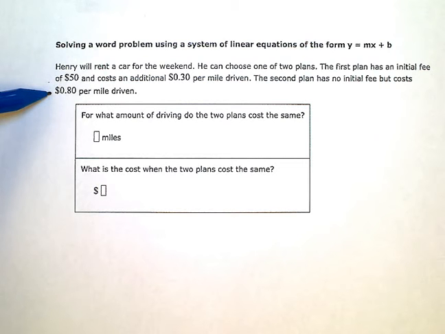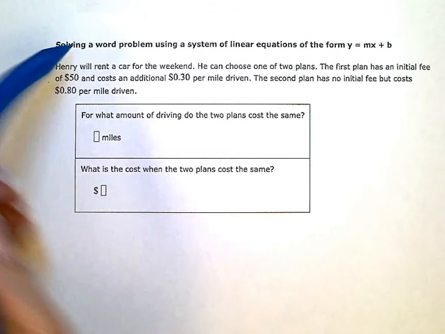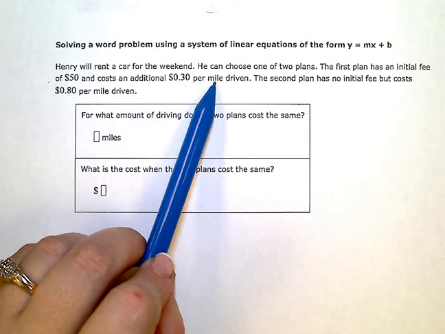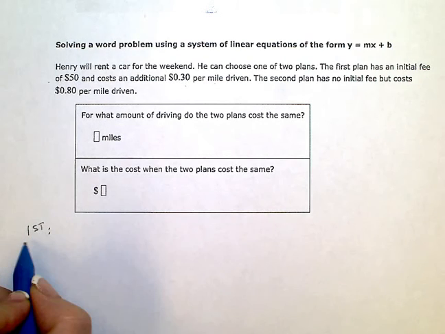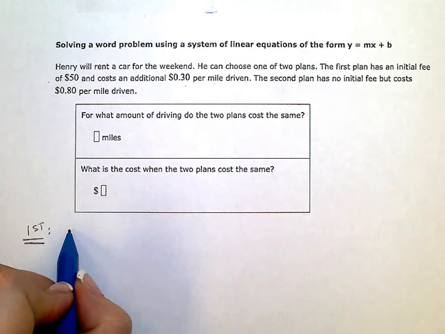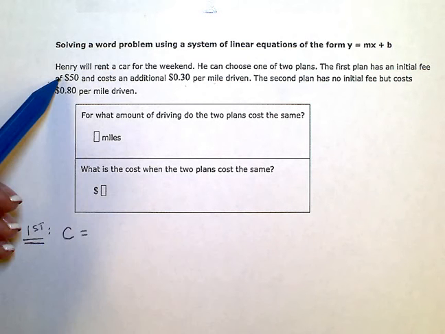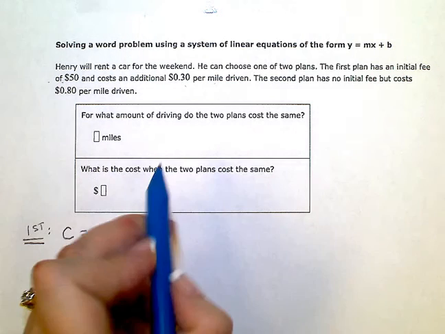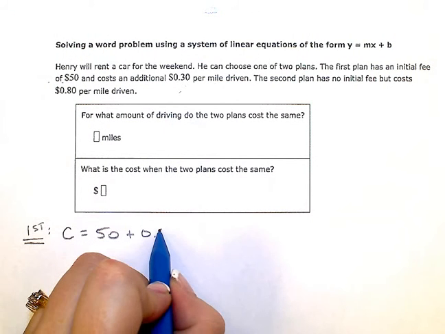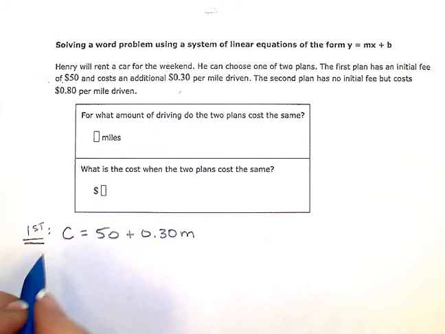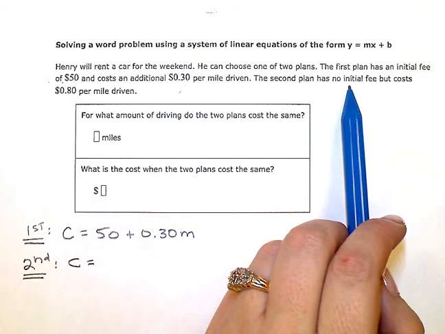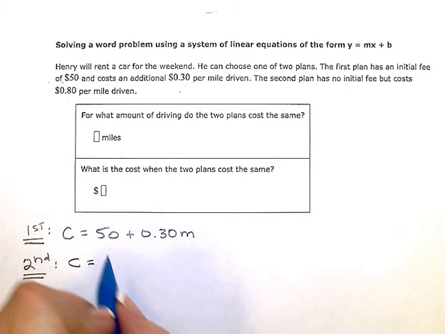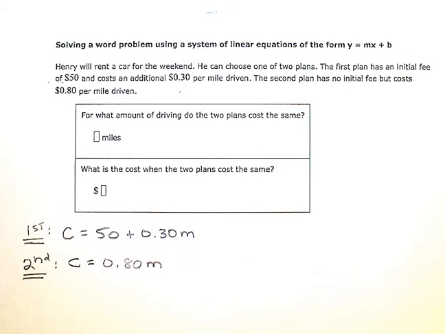So since I'm dealing with information that has a start value and then adding or subtracting a per mile amount, I know I'm going to be setting up equations in slope-intercept form. So the first plan, if I write an equation to represent the first plan, the total cost of the plan would be equal to the initial fee of $50 plus 30 cents for every mile driven, so 0.30 per mile. The cost of the second plan could be represented in an equation that is cost is equal to, now there's no initial fee, so I only have the 80 cents per mile driven, using m for the number of miles.